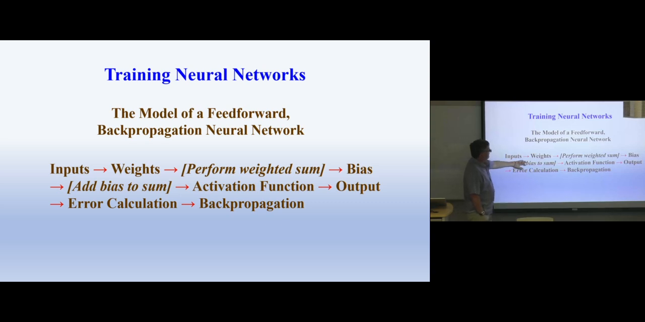All right, so here's how it works. Inputs coming in, they have weights connected to them. You perform the weighted sum of all the input connections. You add the bias to the sum. Now, biases can be negative. Okay, then your activation function picks up this sum, and you have an output. As soon as you get the output in the output node, it does an error calculation. The amount and direction of the error starts the back propagation process.